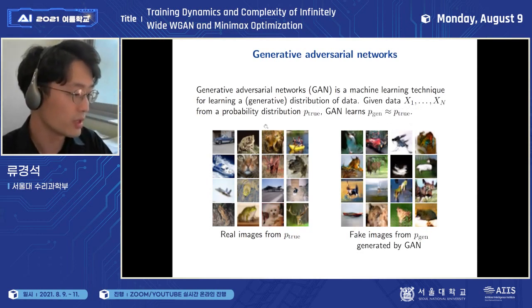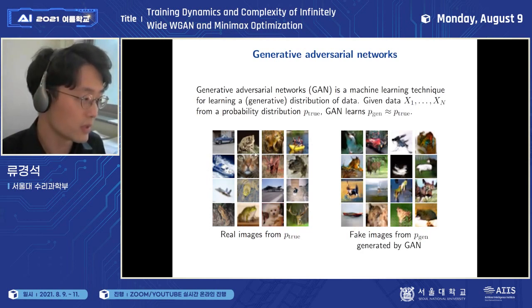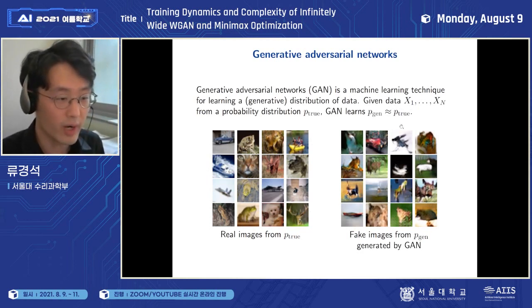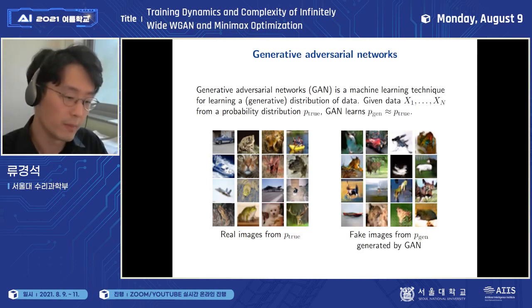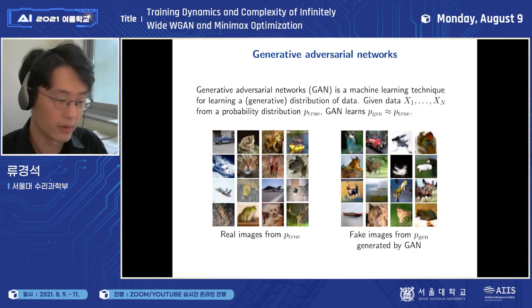On the left, we can see real images from the true distribution. You can see a frog, a cat, a dog. So these are real images. But the images on the right, from afar, they seem okay. But if you look at them carefully, you can sense that something is a little bit off. And that's because these are actually not real images. These are fake images from the generative distribution that was learned by the GAN.